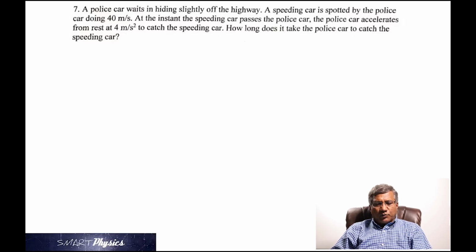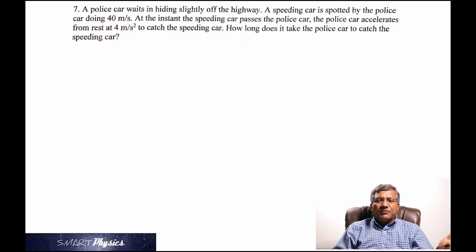Here is the seventh and the last question. A police car waits in hiding slightly off the highway. Oh, that's dangerous. A speeding car is spotted by the police doing 40 meters per second. At the instant the speeding car passes the police car, the police car accelerates from rest at 4 meters per second squared to catch the speeding car. How long does it take the police car to catch the speeding car?